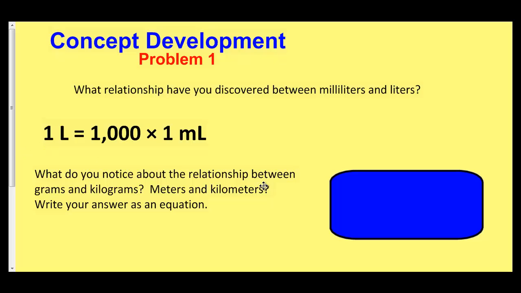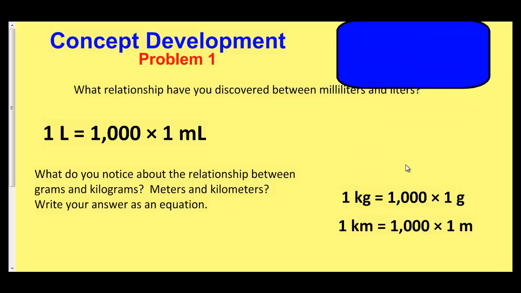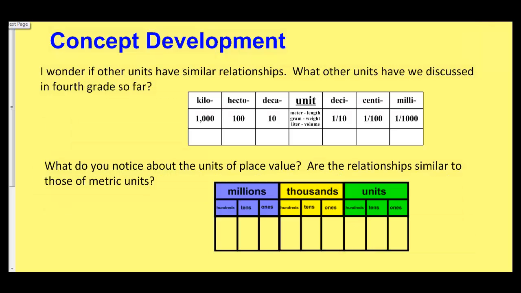And I also want you to think about the relationship between grams and kilograms and meters and kilometers, and try to write a math equation just like this, only for grams and kilograms and meters and kilometers. Would your equation look like this? 1 kilogram is 1,000 times greater than 1 gram, and 1 kilometer is 1,000 times greater than 1 meter. That's the relationship between those units.